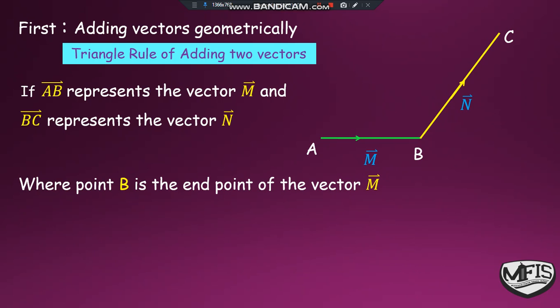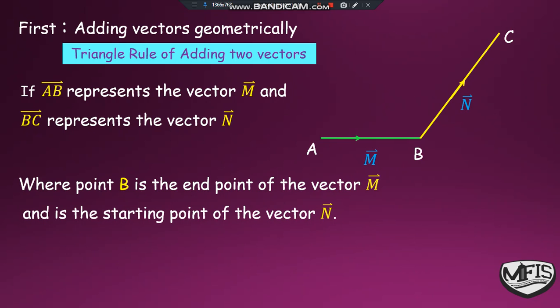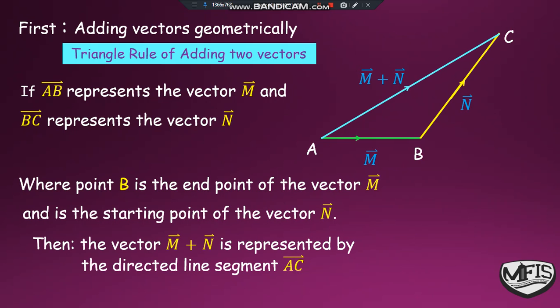We notice that the AB directed line segment starts from A and its ending point is B. So B is the end point of the vector M and the start point of the vector N. So AB plus BC will be the resultant displacement, which is AC. I start from A and end at C. So AB plus BC equals AC, so M plus N is represented by the directed line segment AC. And this is the triangle rule.